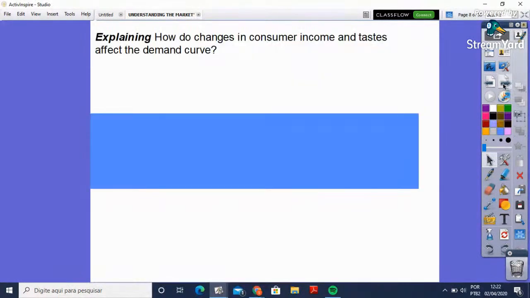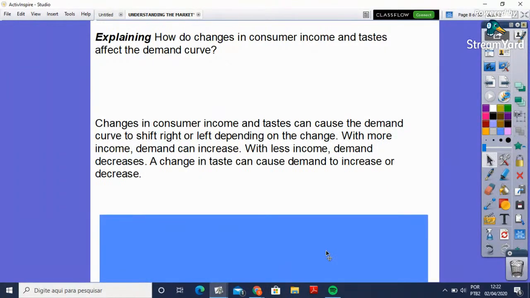From here, we have this question. How do changes in consumer income and tastes affect the demand curve? How can they affect it? Changes in consumer income and taste can cause the demand curve to shift right or left, depending on the change. With more income, demand can increase. Therefore, I go to the right. With less income, demand decreases.